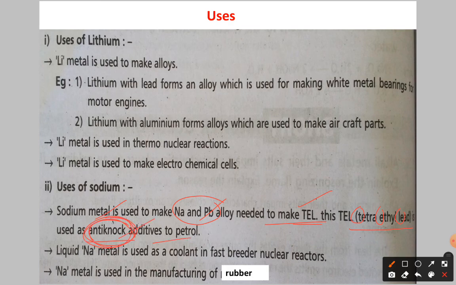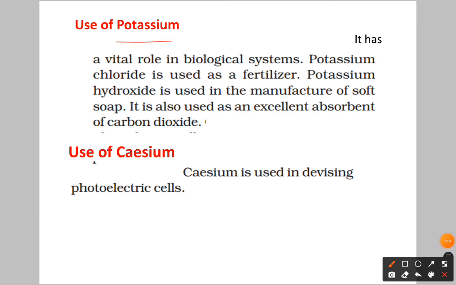It reduces the knocking sound, so it is used as an anti-knock additive to petrol. Next, sodium is also used as a coolant in the fast breeder nuclear reactor. Simply, what is a fast breeder? You know it. Nuclear reactors also use sodium metal, and it is also used for making rubber. Next, potassium has some biological importance, which we will discuss later in the biological importance of sodium and potassium ions.